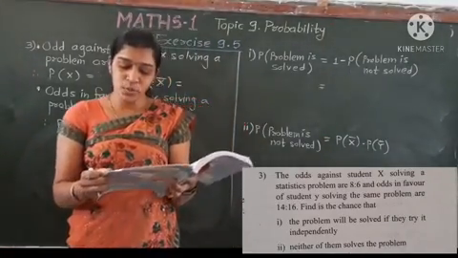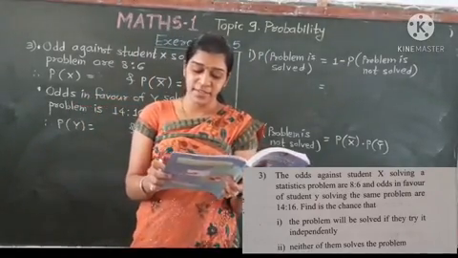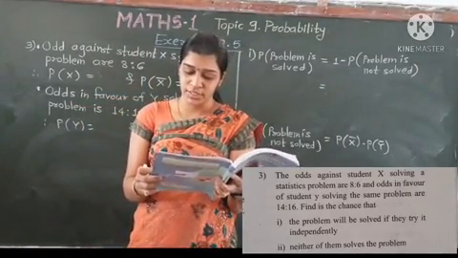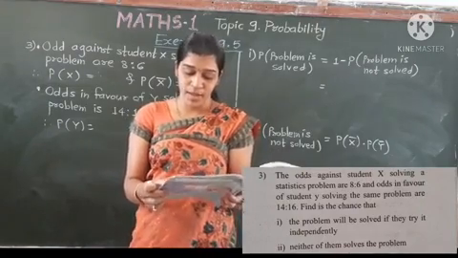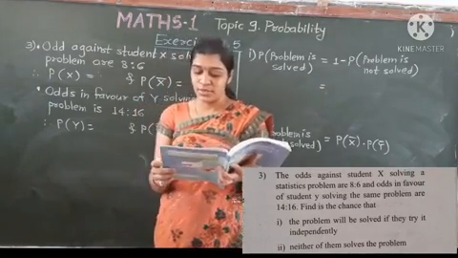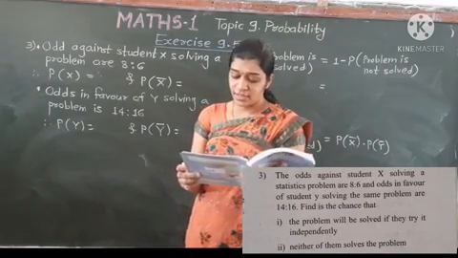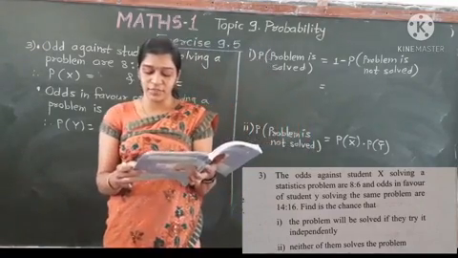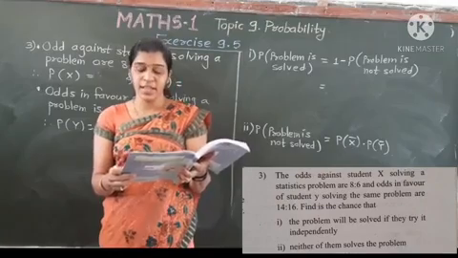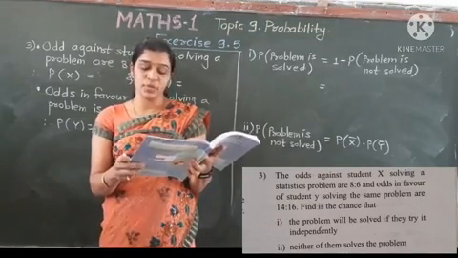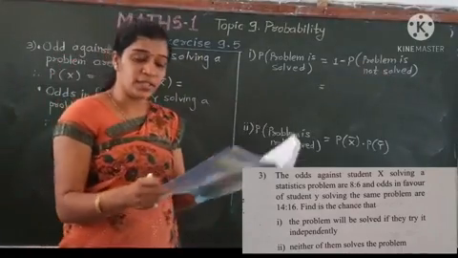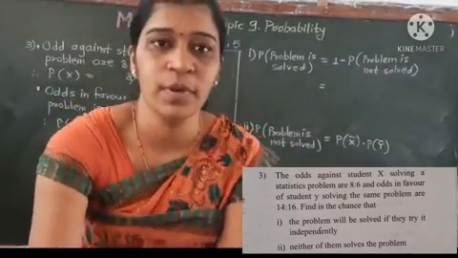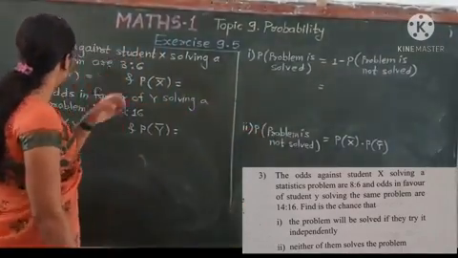The odds against student X solving a statistics problem are 8:6 and the odds in favor of student Y solving the same problem are 14:16. Find the chance that the problem will be solved if they try it independently, and second, that neither of them solves the problem. If they solve independently, okay. So what is given?